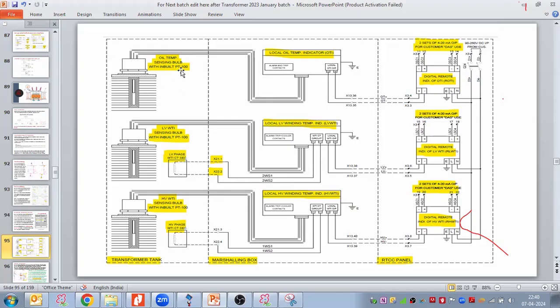transducer or instrument that detects the temperature. So oil temperature, LV winding sensing bulb with inbuilt PT100. PT100 is a model of the RTD. RTD stands for resistance temperature detector, for the temperature sensing, right?